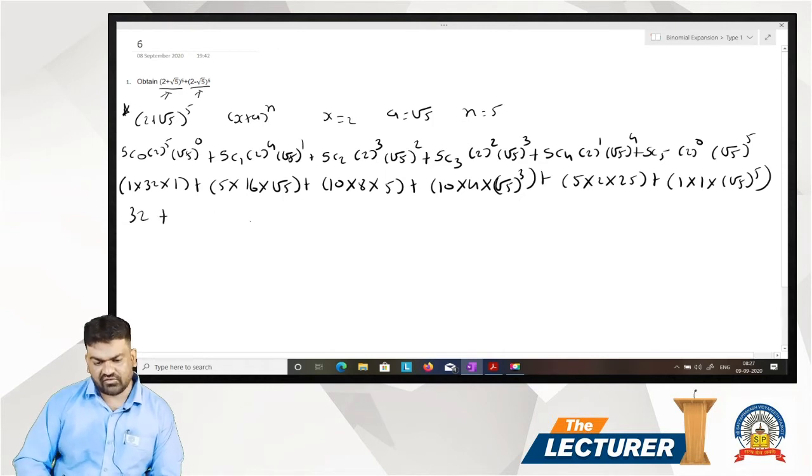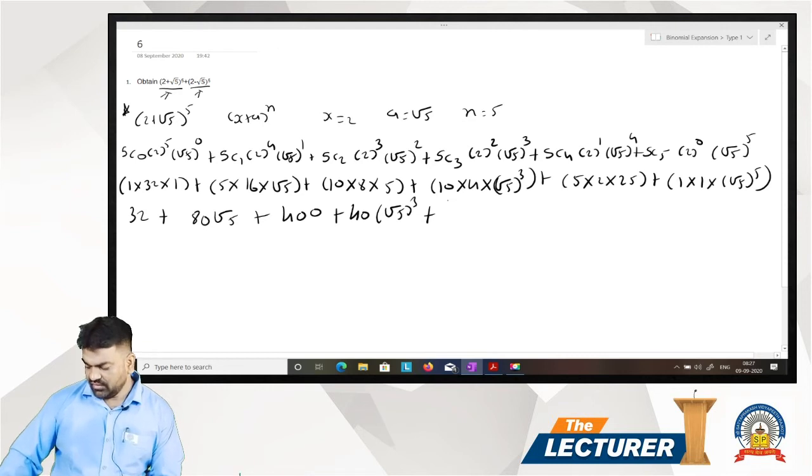32 plus 16 multiplied by 5, that is 80, 80 root 5. 10 multiplied by 8 multiplied by 5, that is 400. 10 multiplied by 4, that is 40 root 5 raised to 3. 5 multiplied by 2 multiplied by 25, that is 250, plus root 5 raised to 5.